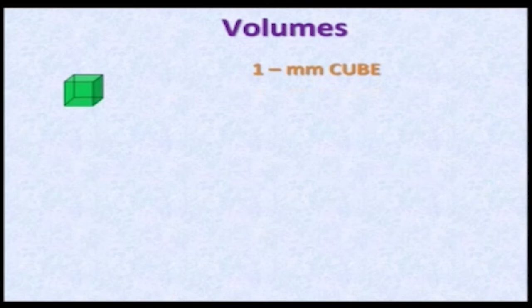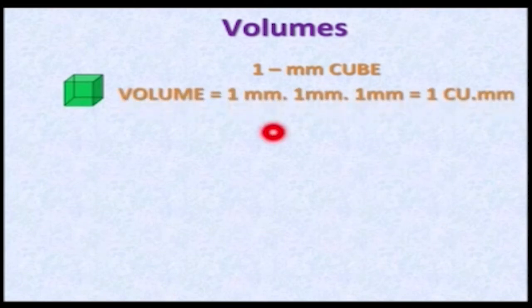Now volumes. How will we measure? See, the volume of a 1 millimeter cube. How will we find the volume of this cube, which is 1 millimeter? So volume is equal to 1 millimeter multiplied by 1 millimeter multiplied by 1 millimeter. The same meaning, 1 millimeter into 1 millimeter into 1 millimeter, is equal to 1 cubic millimeter.